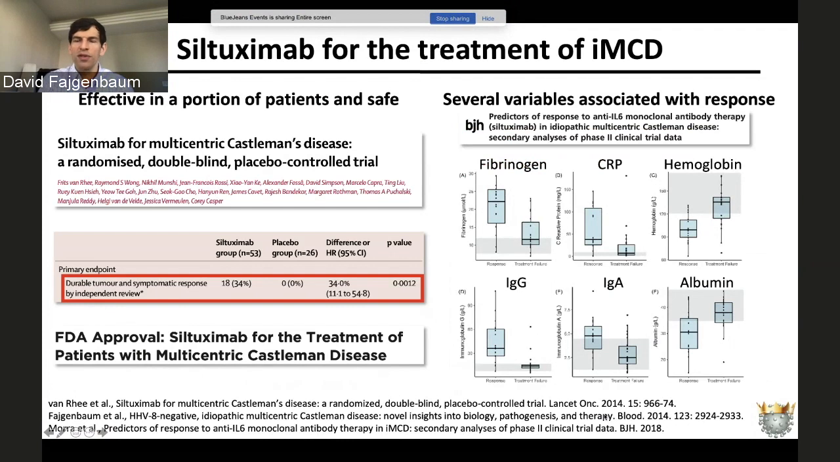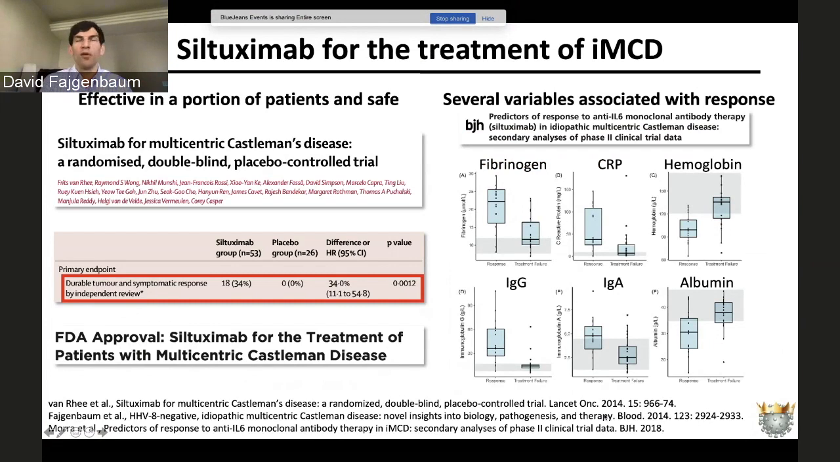And about a year ago, we published some laboratory tests that were, again, associated with likelihood of response. I put the little coronavirus in the bottom right of this slide because there has already been one clinical trial of Siltuximab and others are on the way in the most severe COVID-19 patients.